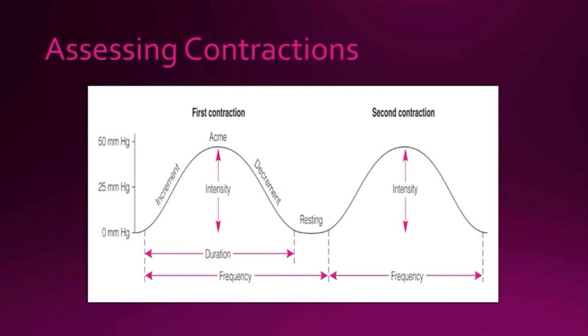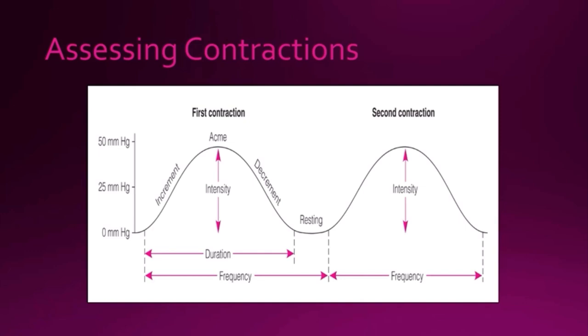If you look at that contraction, it looks like a mountain. It has an increment, which means it goes up. It has an acme at the peak. So the acme of a contraction is the peak of the contraction. And the decrement is where the contraction starts to subside. The biggest term that you need to know from that is the acme, or the peak of the contraction. I would normally call it the peak, but I don't want you to miss HESI questions or board questions because it calls it the acme. So the acme is the peak of the contraction.